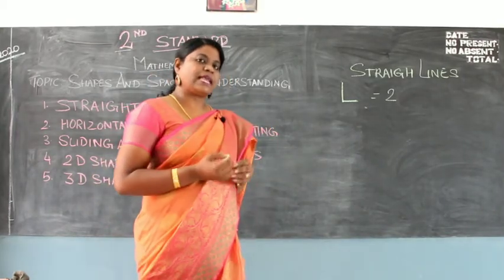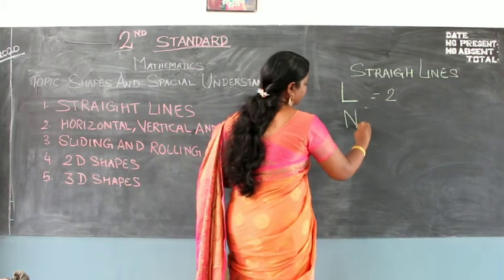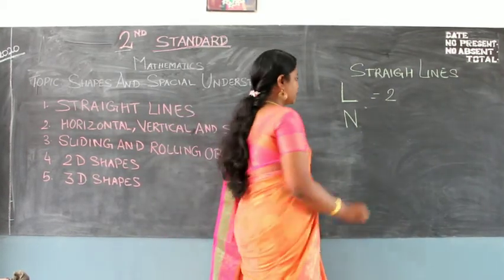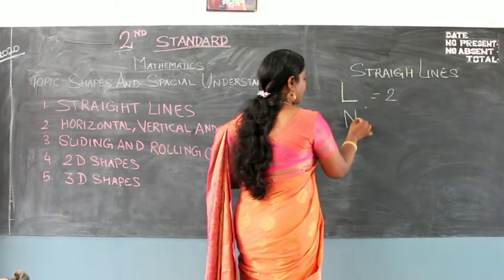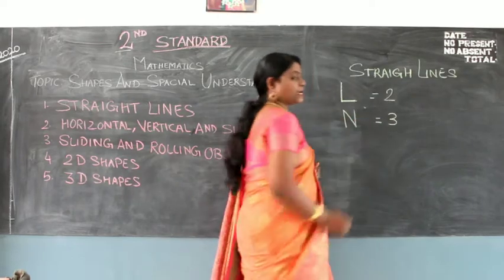Now we'll go to another alphabet, N. When you take N, how many straight lines do you see over here? 1, 2 and 3. So you will write there are 3 straight lines.